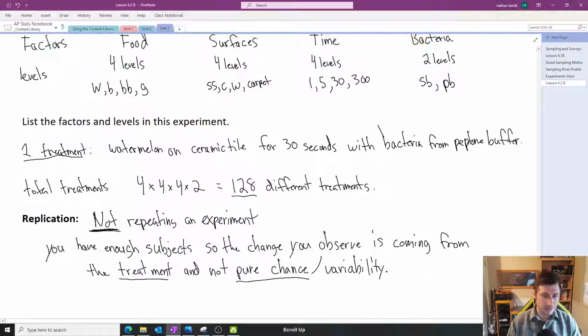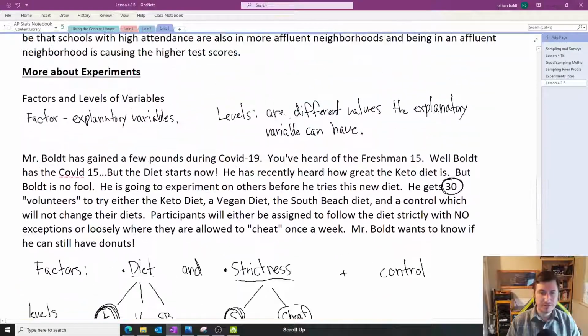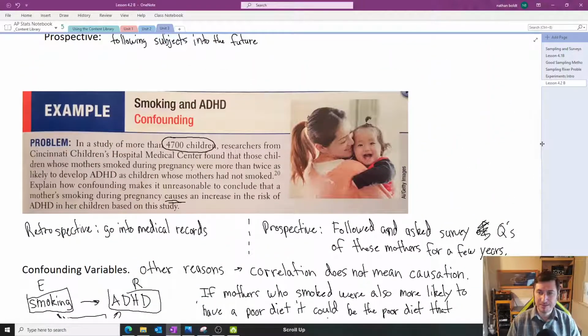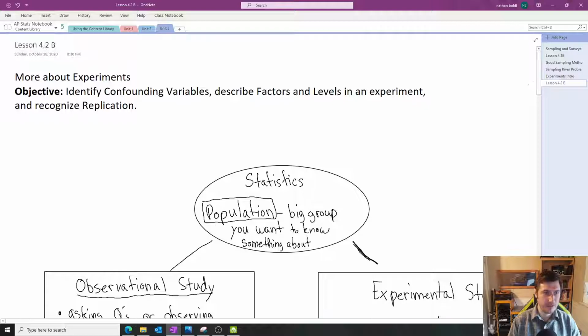All right, so those are some of the last things we have to clear up about experiments in general. All right, so I'm hoping now you can identify confounding variables, describe factors and levels, and recognize replication.